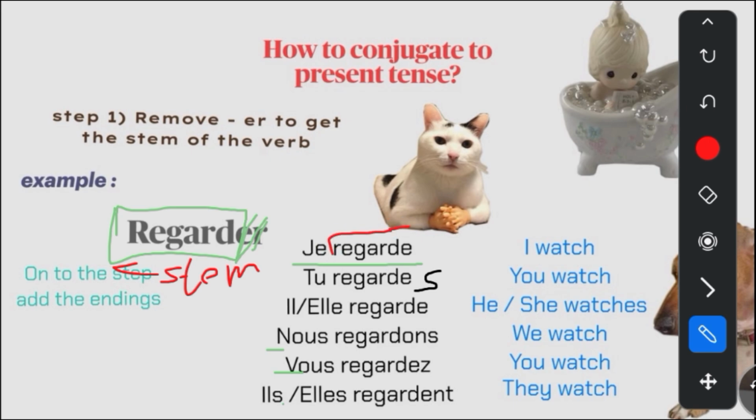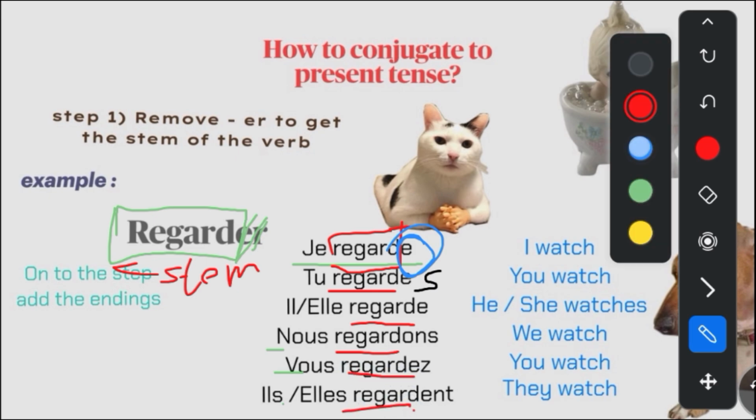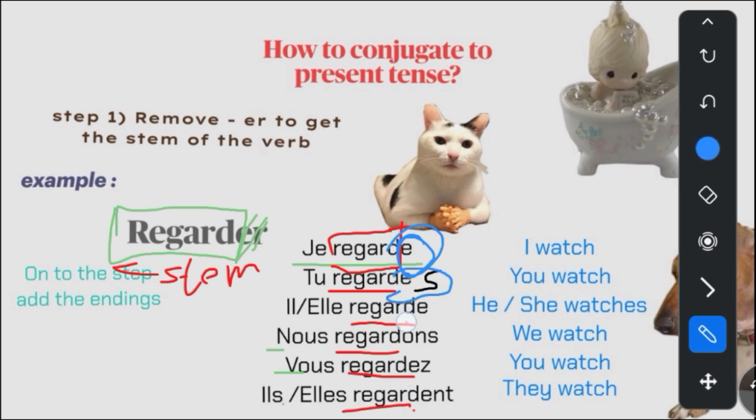So let's differentiate between the stem and the ending. We have regard here, and in the ending we have e, because it's the verb ending. We have regard, this is the stem, it's common in all the conjugated verbs, and with that we have e, es, e, ons, ez, ent. So the only thing that you need to memorize when it comes to the regular verbs is that you need to understand how the endings are formed, and you need to memorize them so you can easily apply them to the stem.